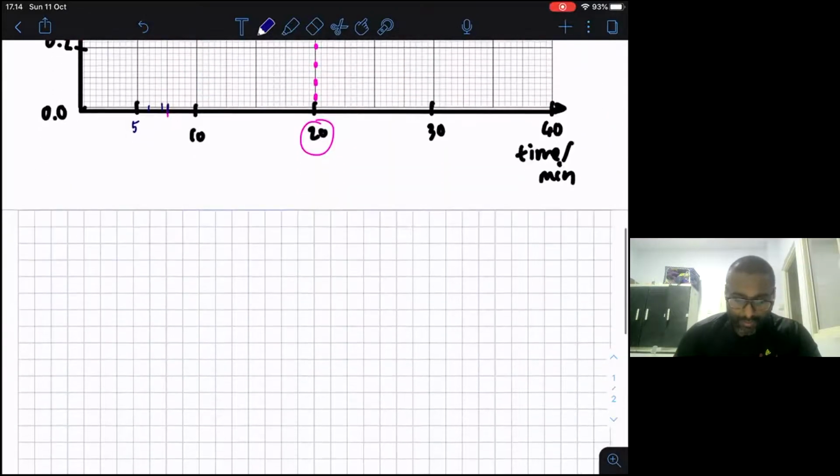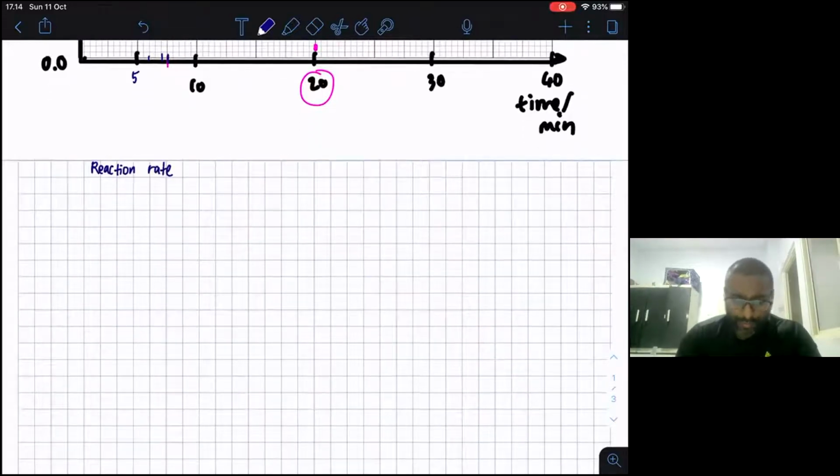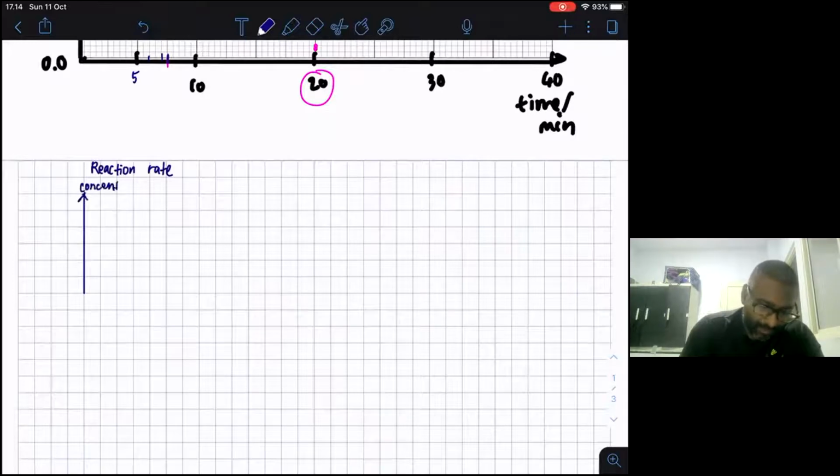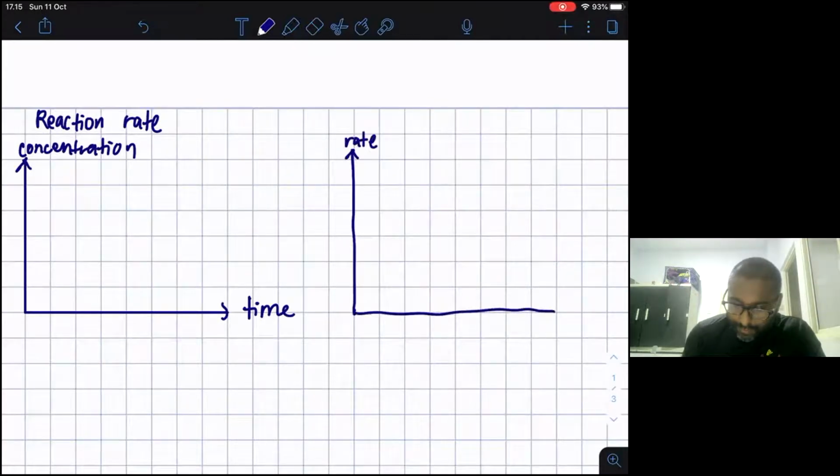Now, for reaction rate, we are going to focus on three graphs. Sorry, we will focus on two graphs actually. One is going to be your concentration against time graph, and the second one that we are going to focus on is going to be your rate against concentration graph. So very important.